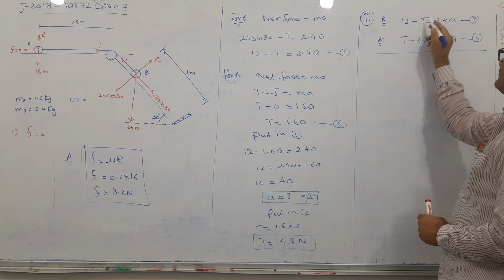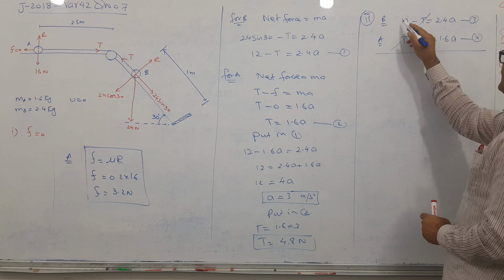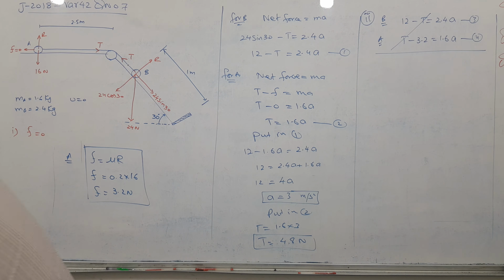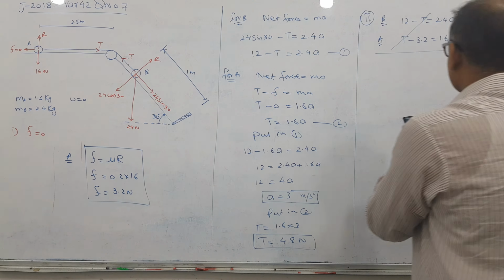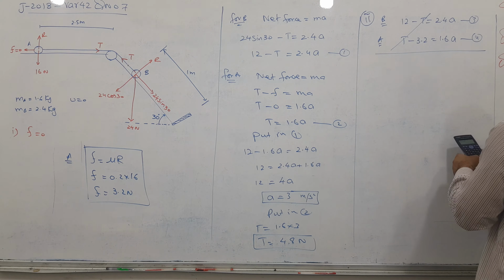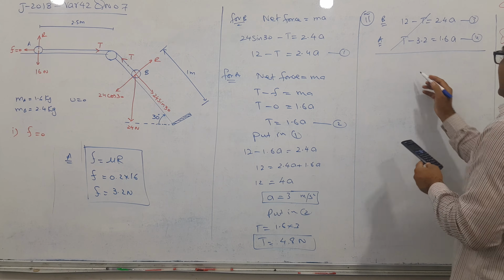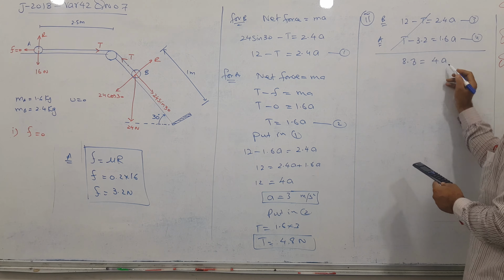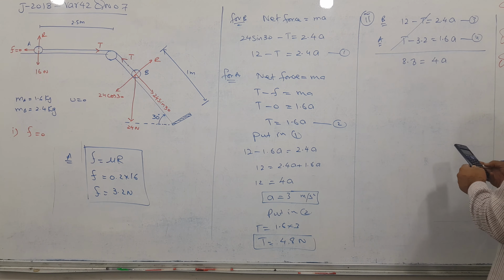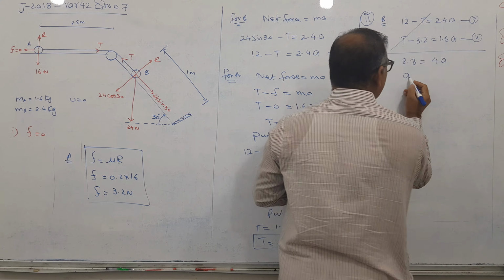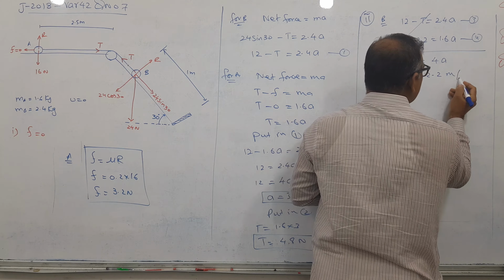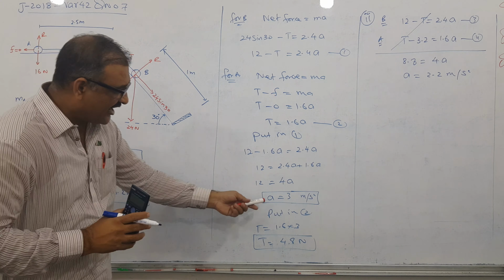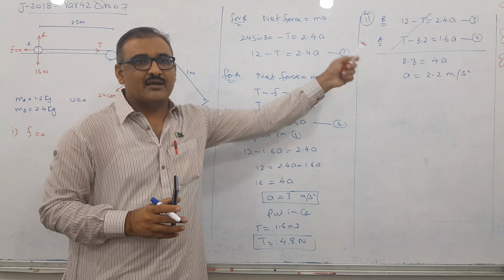If I add them, tension cancels out. So we can just check: out of 12, subtract 3.2, and I got 8.8. And here I got 4. So dividing, we got 2.2. So acceleration is coming 2.2 meter per second square. Acceleration is clear now. This acceleration changed: first 3, now it becomes 2.2.